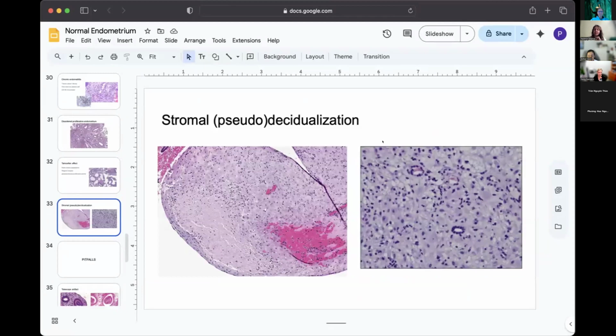Another thing is this pseudodecidualization. This is what I was talking about, where you get these really plump decidualized cells that are very pink. Decidualization is when you're referring to it in the context of pregnancy. The pseudo is when it takes on the appearance of it, but it's in the setting of the woman getting exogenous hormone treatment, so progesterone, to stop bleeding or things like that. So it's not actually in the setting of pregnancy, but it looks like the cells do when you're pregnant.